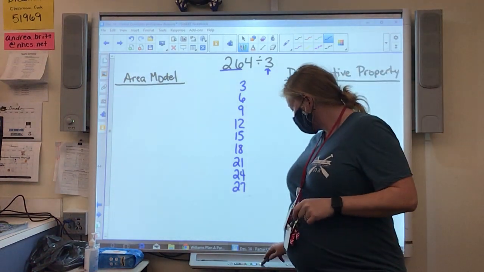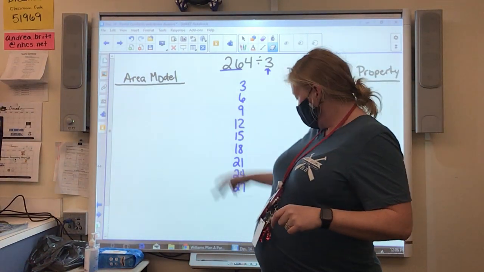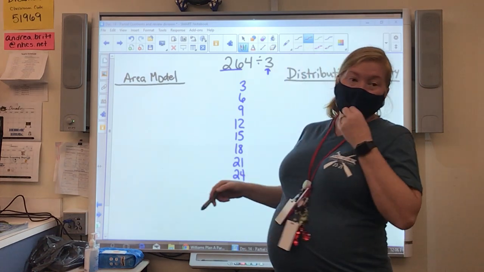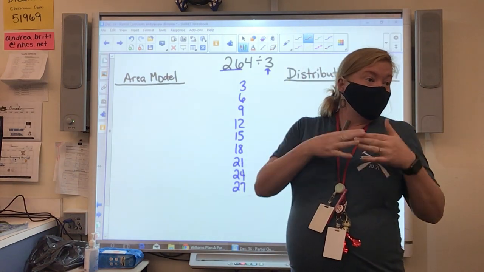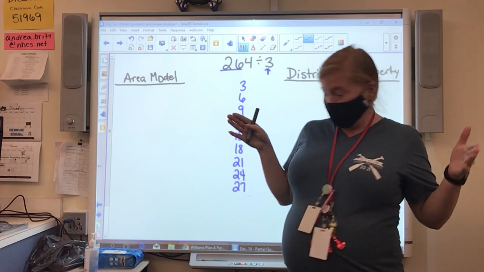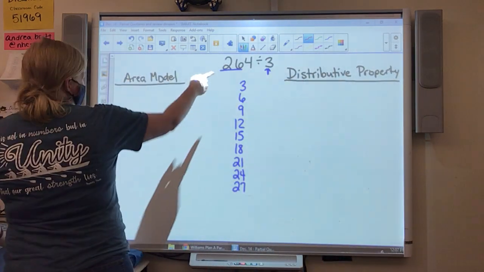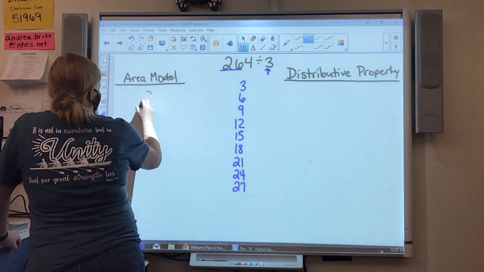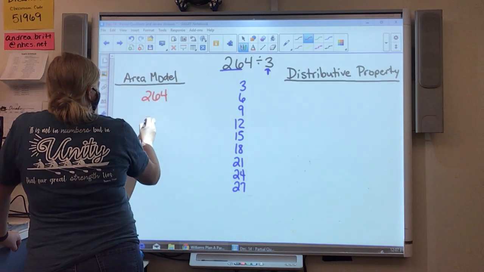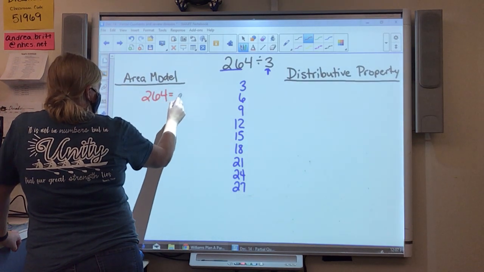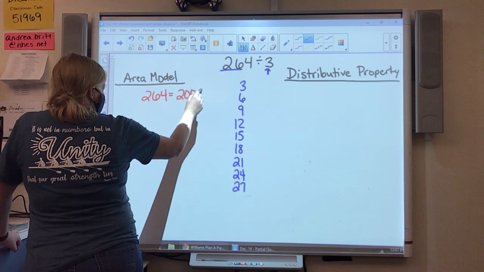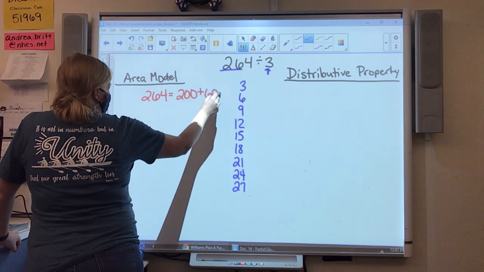All right. So for area model, we are going to expand the number out. We're going to take the number we are dividing up, which is 264, and we are going to expand it. It equals 200 plus 60 plus 4.